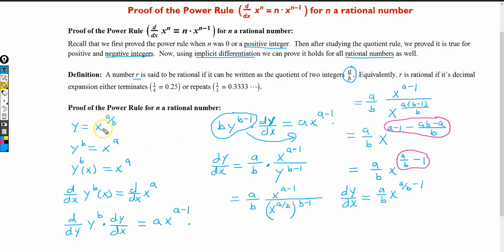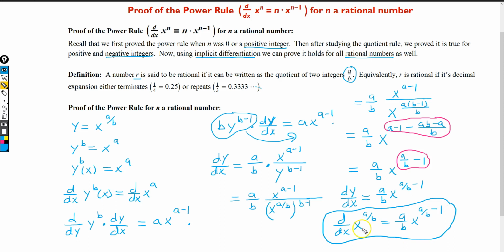And since y is equal to x to the a over b power, this concludes the proof of the power rule for n being a rational number. Notice we've shown that the derivative of x to the a divided by b power is a over b times x to the a over b minus 1. You drop the a over b down in front of the x, copy it down, and then subtract 1 from the exponent. And that's exactly the power rule. And so that concludes this lesson.